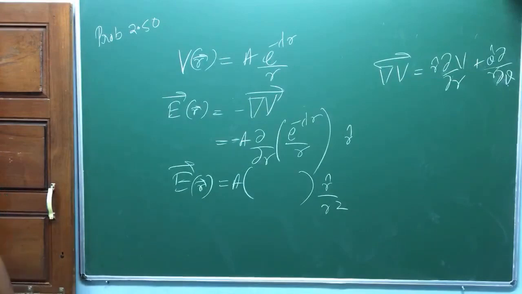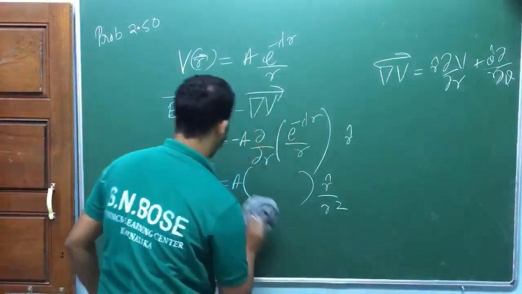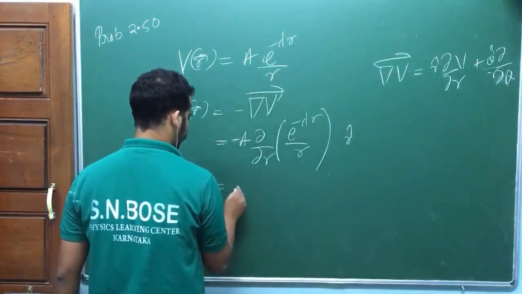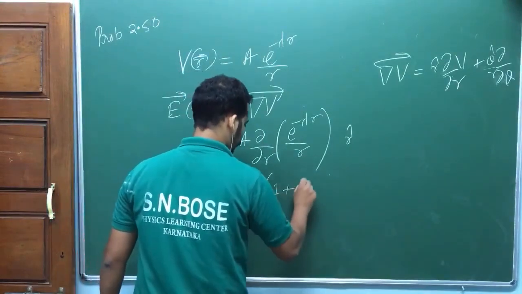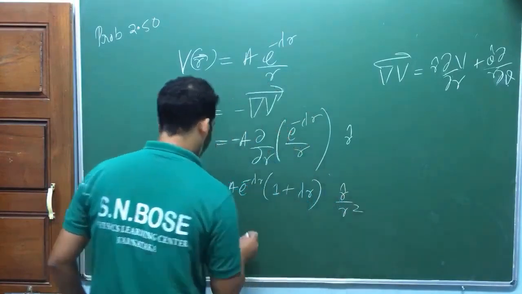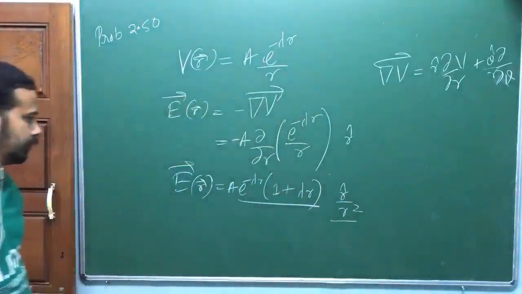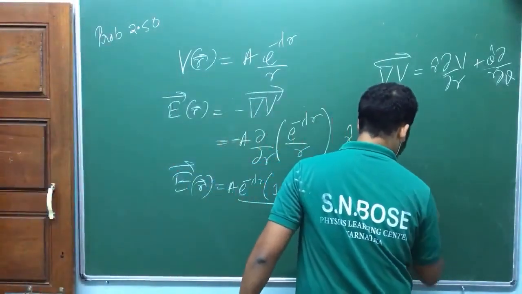E power minus lambda r, 1 plus lambda r. You'll get this one. R cap by r square. Now take this one as a scalar, this one as a vector. Is that okay? Scalar into vector field.